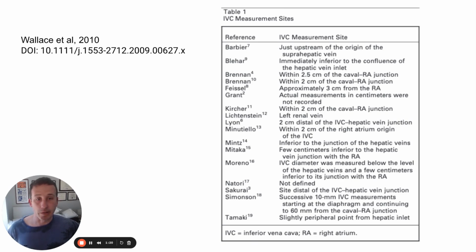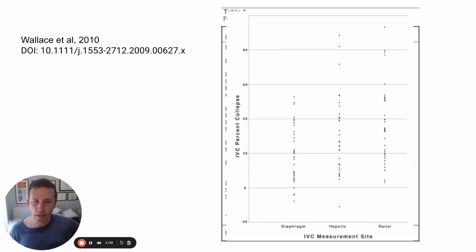This study just demonstrated that people measure it in a lot of different spots, but by far and away the most common site to measure IVC thickness and collapsibility is 2 centimeters away from where it joins the right atrium. Based on where you measure it is also going to collapse more or less. The closer to the feet you get, so this is down at the renal vein dump, we are going to see more collapsibility, and then the closer to the diaphragm you get, the less collapsible.